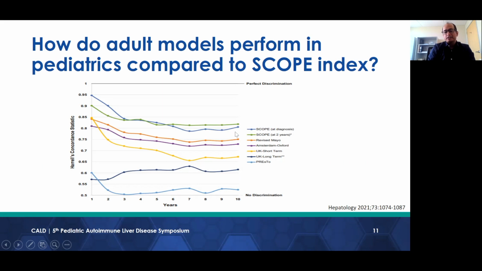You see here in the blue and the green lines, which indicates that the SCOPE index at the time of diagnosis and at about 2 years post-diagnosis performed much better than all other adult PSC predictive scores in pediatric PSC patients in predicting outcomes at 5 and 10 years, so short and long-term outcomes.